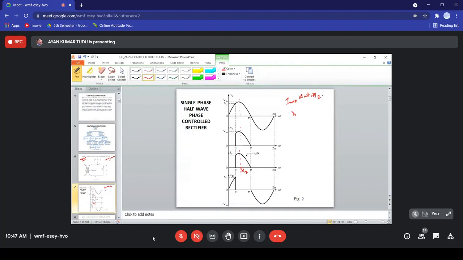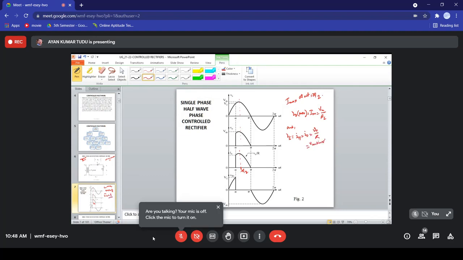So what can we write then? We can write I0 max is equal to Im, equal to Vm by the load resistance RL. The source current Is can be written as IT1 equal to I0 equal to V0 by R, which is nothing but Vm sine omega t by R, for which portion? For alpha less than or equal to omega t less than or equal to pi.